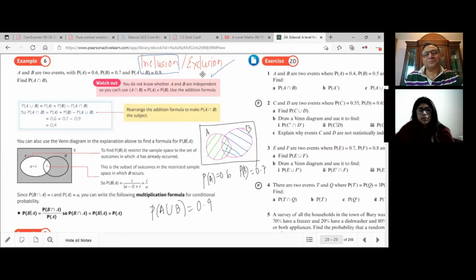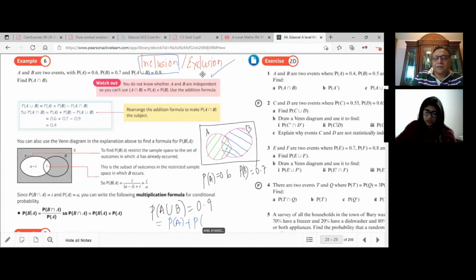Does it make sense to you? Yes. Because the center part where A and B has been shaded in twice, like from your diagram, we have to subtract that out later. So strictly speaking, probability of A union B is actually probability of A plus probability of B, take away probability of A intersection B. You get the idea? Yeah.